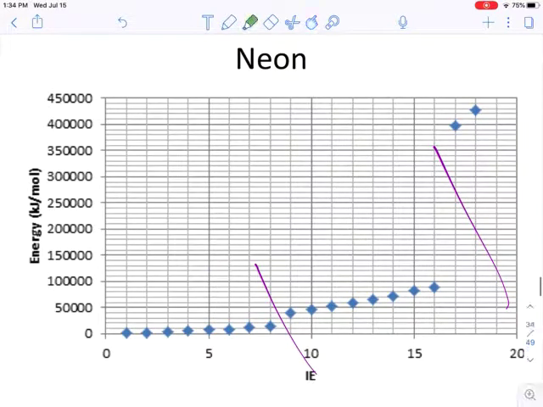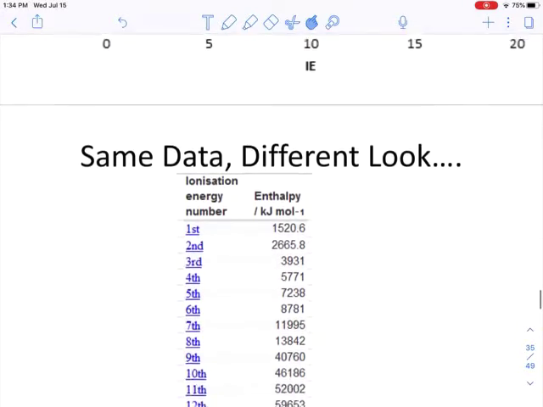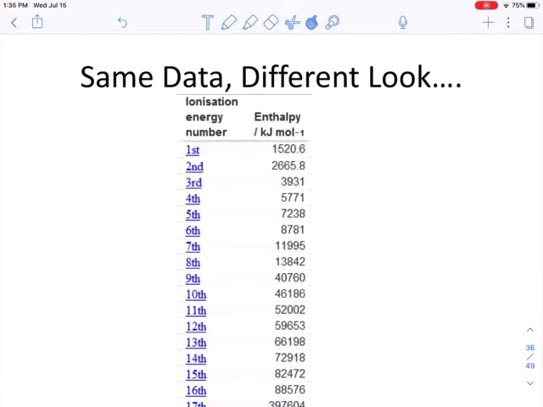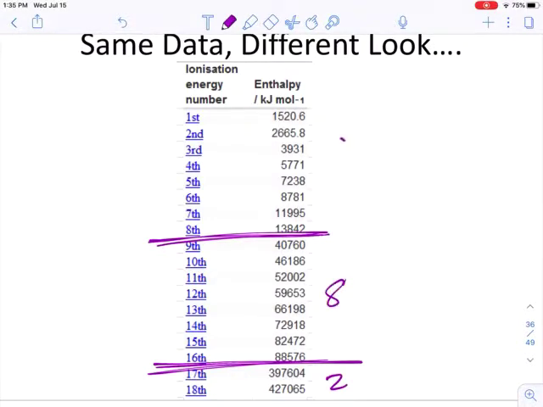Apparently there is a group of 2, there is a group of 8, and now there's another group of 8. So what we've got here, again, is the same data but a different look. We see a huge jump after the 8th, and a huge jump in the ionization energy after the 16th. And then we've got those last 2, so we've got 2, 8, and 8 here.